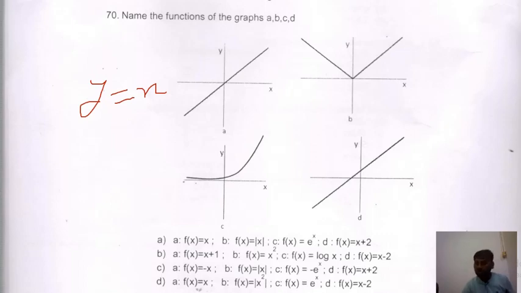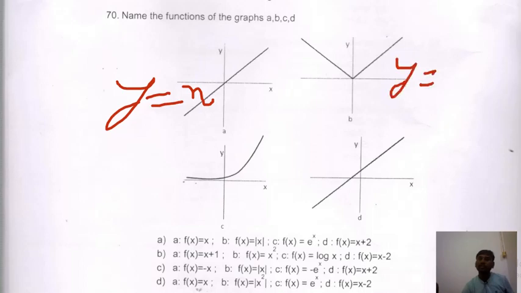Now this is also the same thing, but x is going to the negative side here, while y is not going negative. If x goes negative, y comes positive only. So y equal to mod of x, meaning the modulus x graph. One way I am writing y equal to x, and this is y equal to mod of x: you send x negative, but y will always come positive.